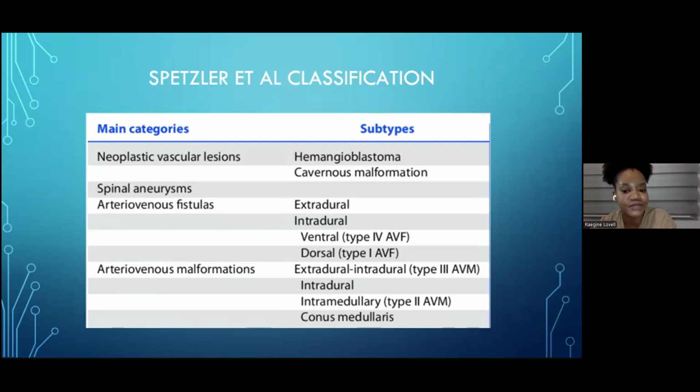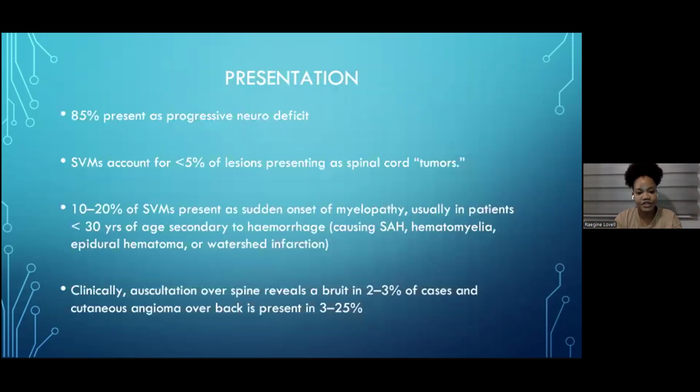extradural, intradural, intramedullary, extramedullary, and conus medullaris. So as I mentioned, we'll be referring to the first classification mainly that I talked about, so types 1, 2, 3, and 4.